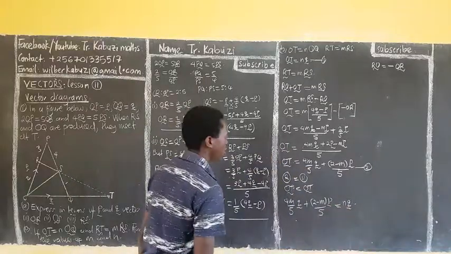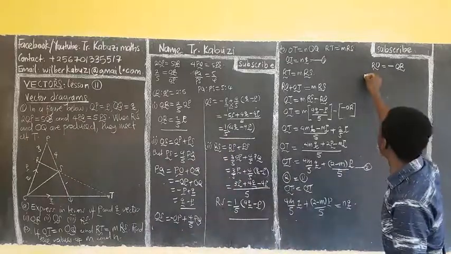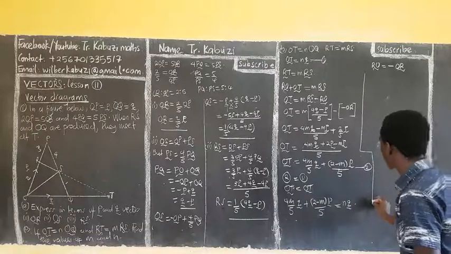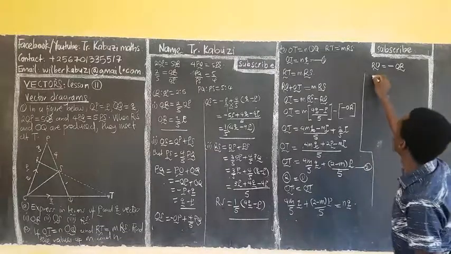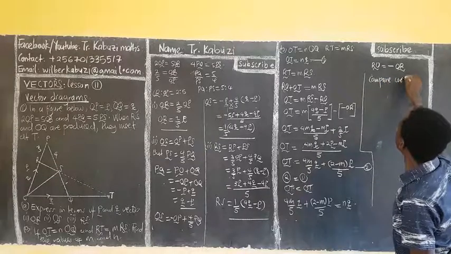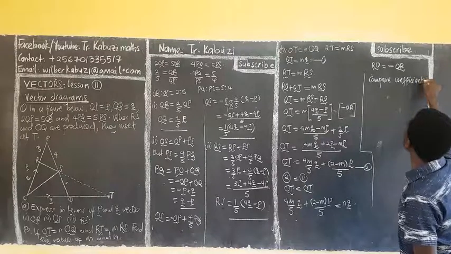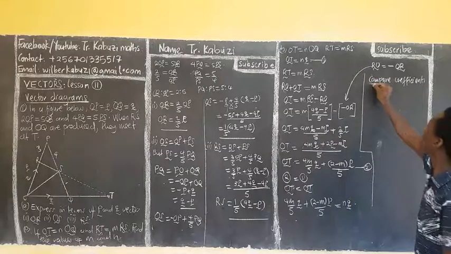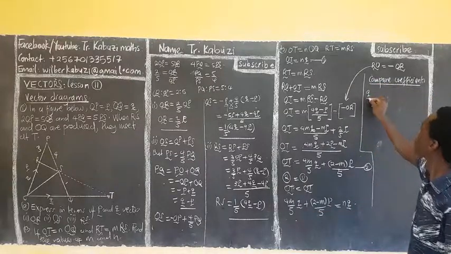Now from there, what are we going to do? We are going to compare. Allow me to write here, please. We are going to compare coefficients. So this one we use it here. Don't worry. So if we compare coefficients now, let me compare for Q.